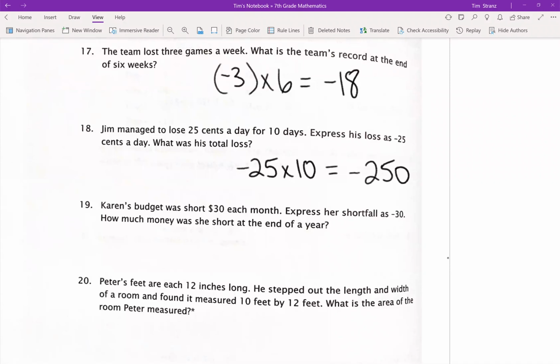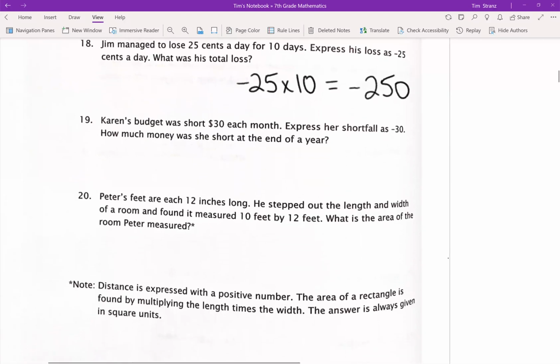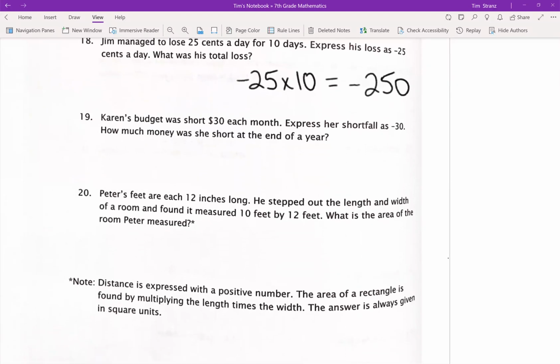Okay, 19, Karen's budget was short $30 each month. Express her shortfall as a negative 30, so it tells you to start with negative 30. How much money was she short at the end of the year? So there's 12 months in a year, which is going to be a negative $360.